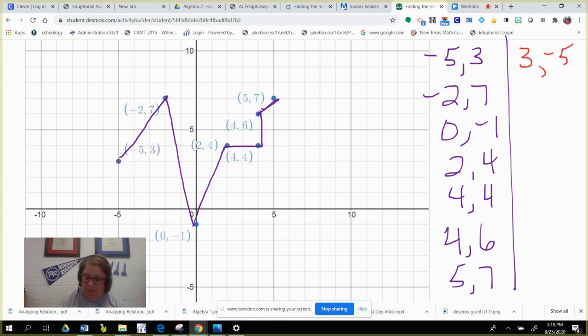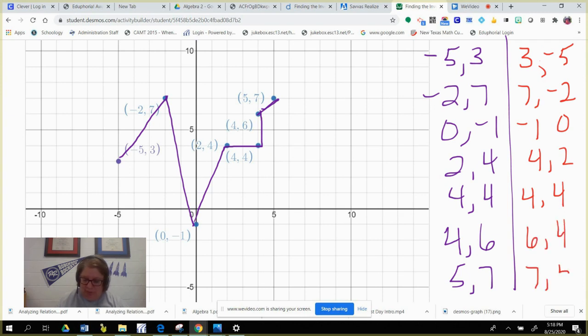3, negative 5. And 7, negative 2. And negative 1, 0. And 4, 2. Do you see what we're doing? Just switching the x and the y. Flipping those numbers around. And then we're going to plot those points and connect them.